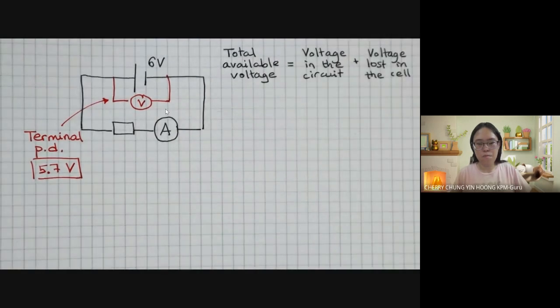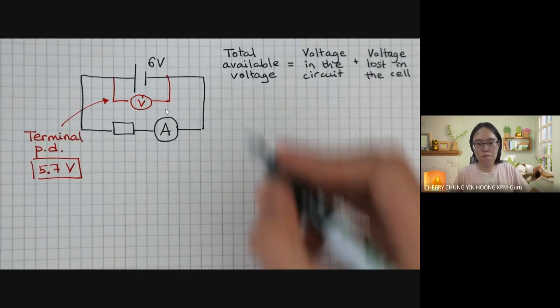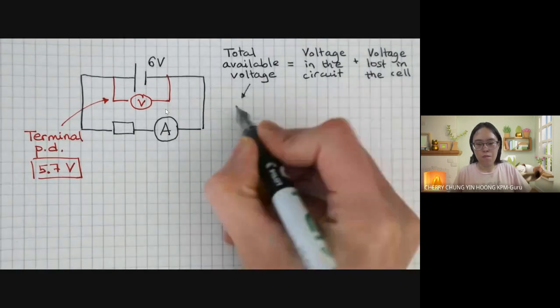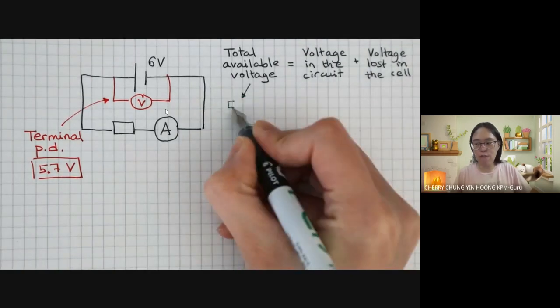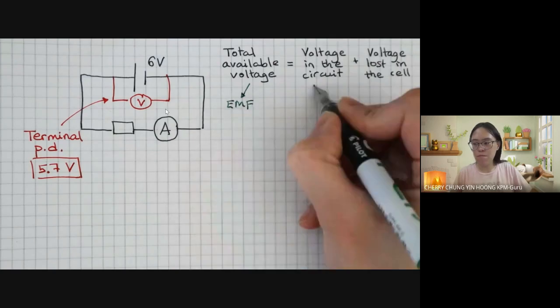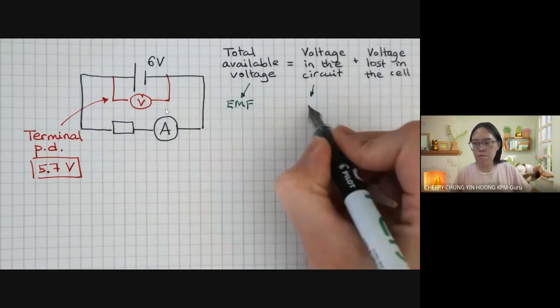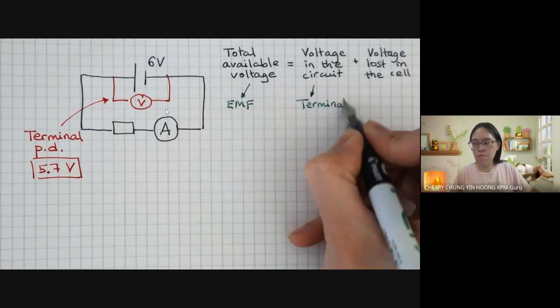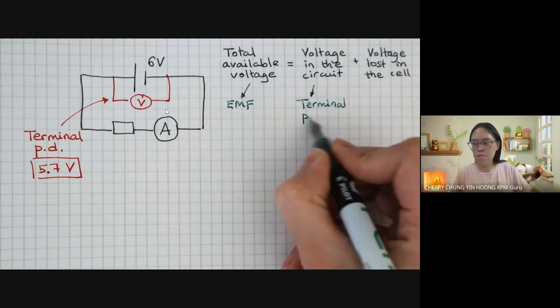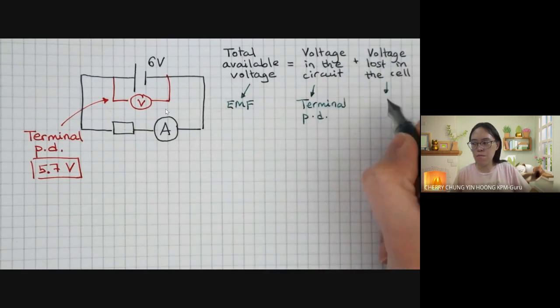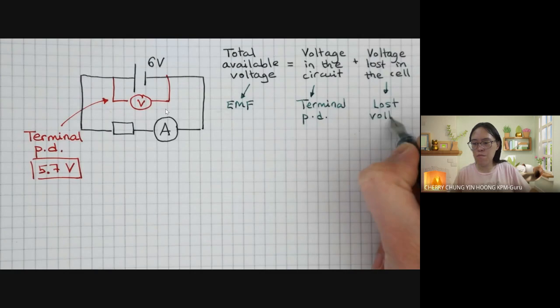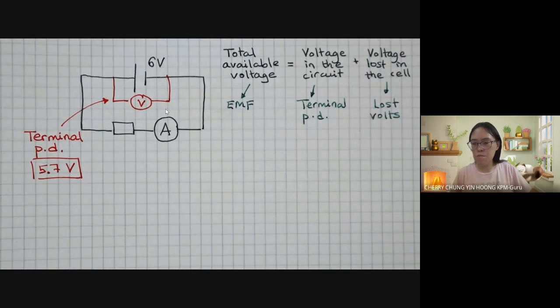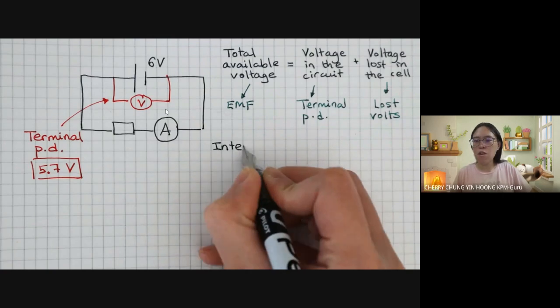But there are special names for these. The total available voltage is known as the EMF. The voltage in the circuit is the terminal PD. The voltage lost in the cell is the lost volt. But why is there a lost volt in the cell? That's because the cell has an internal resistance.